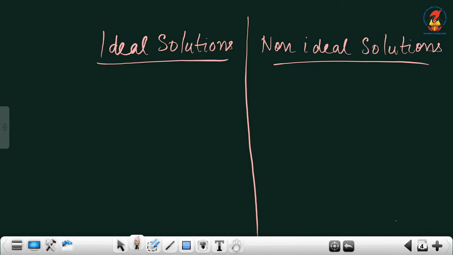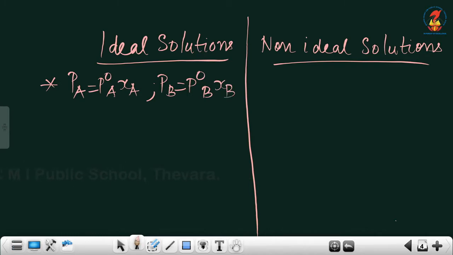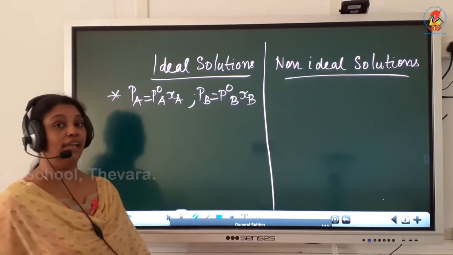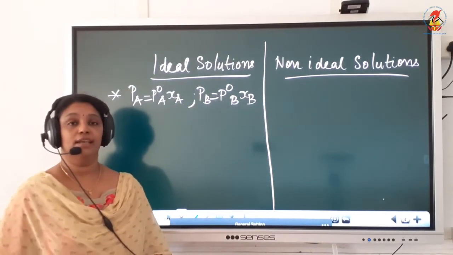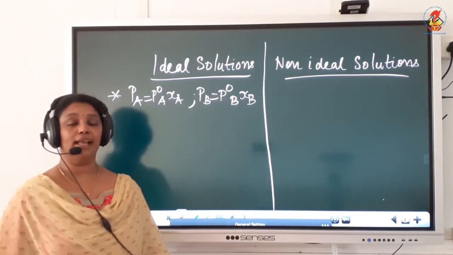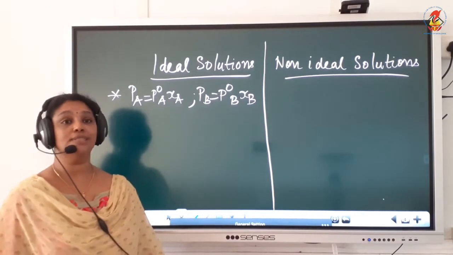Ideal solutions are solutions which obey Raoult's law over the entire range of concentration. Therefore, for an ideal solution, PA is equal to P naught A into XA and PB is equal to P naught B into XB, because they obey Raoult's law over the entire range of concentration. Now the second point: in an ideal solution, the enthalpy of mixing is equal to 0.